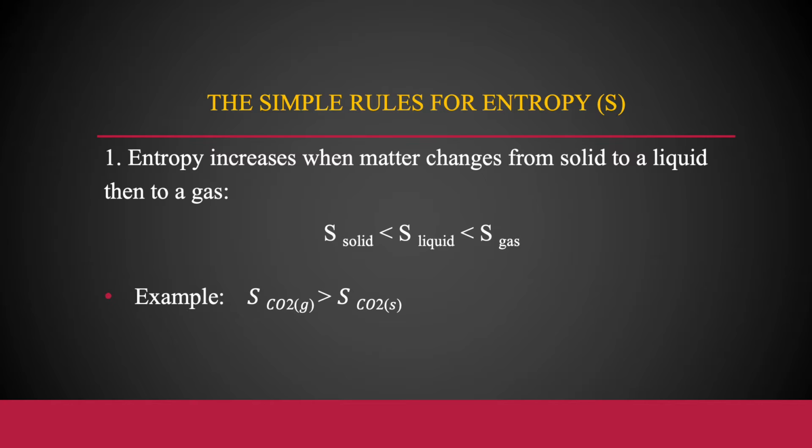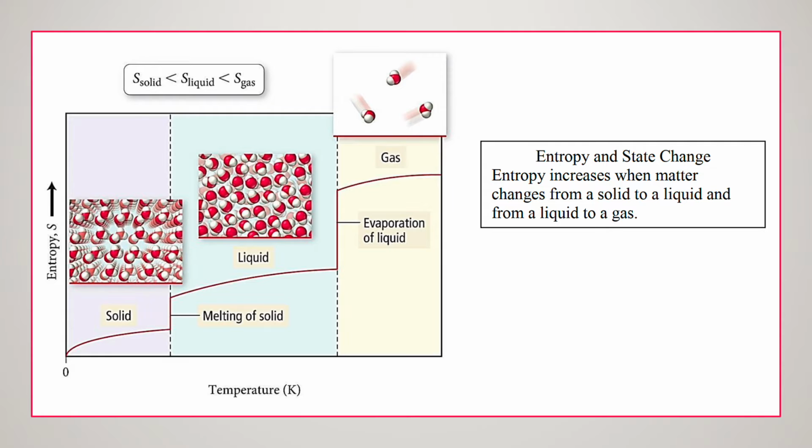The first rule of entropy states that the entropy increases as the state of matter changes from solid to gas. For example, when carbon dioxide is gas, then it has a higher entropy value than that of the solid form. In this diagram, we can see the relationship between entropy and temperature, and we can conclude that when we increase the temperature, the entropy value increases as well.